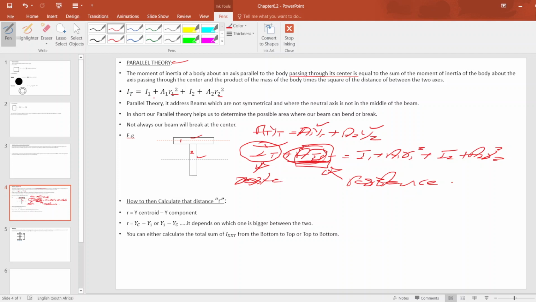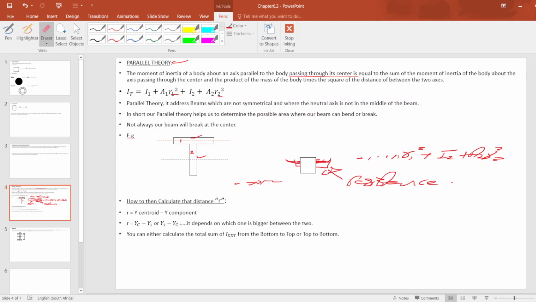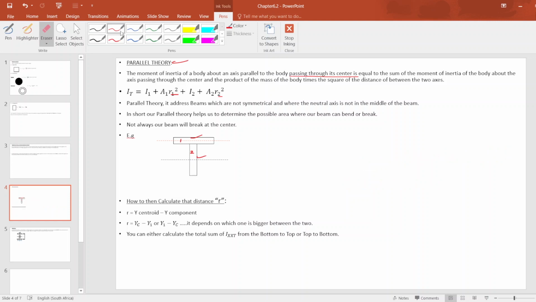Hence we have this formula here. It equals I1 plus area, when looking as well at the definition. But I'm not going to dwell much on the definition because we are not asked about the definitions. It is just to give you a brief understanding of this parallel theory, how they got it.